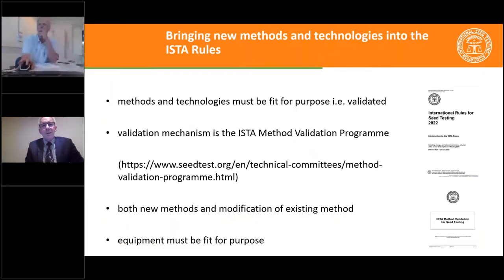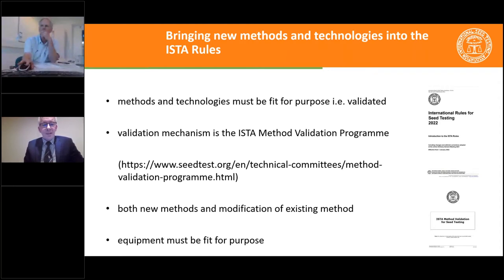A key thing with bringing new technologies and methods into the ISTA rules is that the methods and technologies must be fit for purpose. That is, they must be validated. So how do we achieve that within ISTA? That is through the ISTA Method Validation Program. I won't go through the Method Validation Program in any detail during this webinar, but for those of you who wish to become involved in bringing new methods and new technologies into the ISTA rules, the detail of the program is available on the ISTA website.